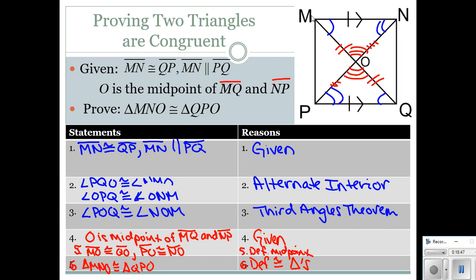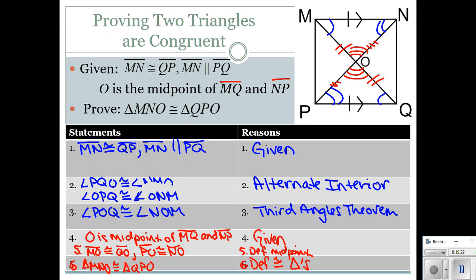Therefore, this triangle right here, MNO on the top, and this triangle right here, QPO, these two are congruent. That's what we're trying to prove, right? So now you have all 3 angles and all 3 sides, then you can prove 2 triangles are congruent. So let me repeat. In order to prove 2 triangles are congruent, you need 3 sides, 3 angles, all to be congruent. Otherwise, you cannot prove it.